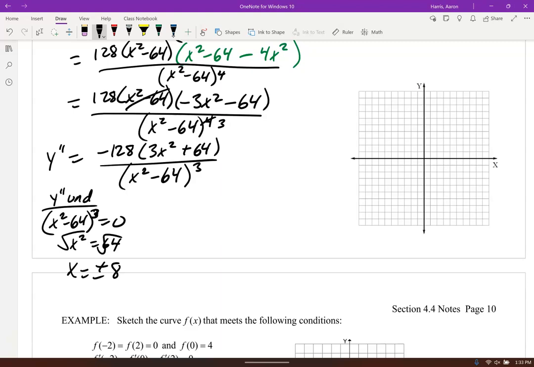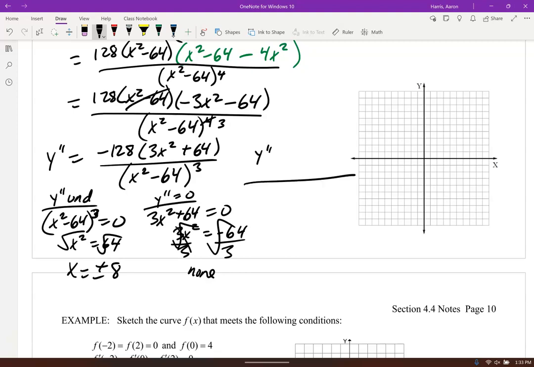Where's my other Hilbert number? Where is y double prime 0? Wherever this 3x squared plus 64 equals 0. And so 3x squared equals negative 64 divided by 3. Once I square root, there's none that comes from that. No solution there, so no Hilbert number from that. So I'm just thinking about y double prime at 8 and negative 8.